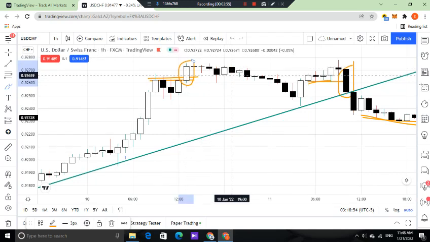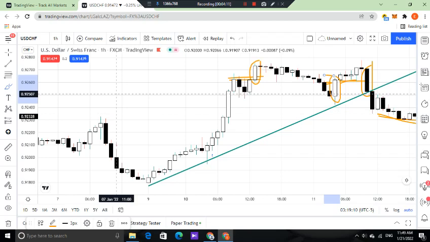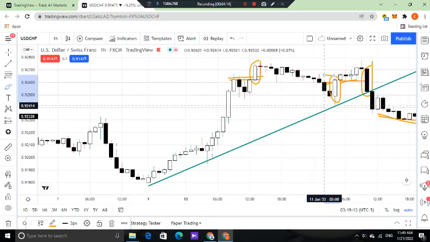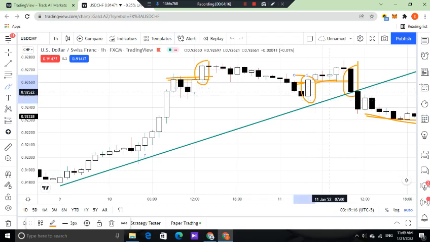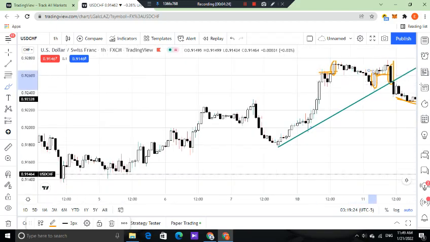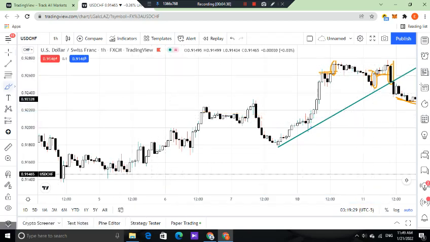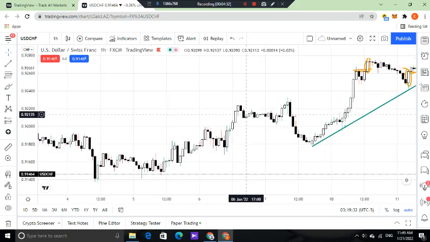So if we consider this as a climax, after that we had this, and after all we had this reversal. This one is a measuring or exhaustion. This one is a measuring because we have two legs. I don't know. Let's see other examples.